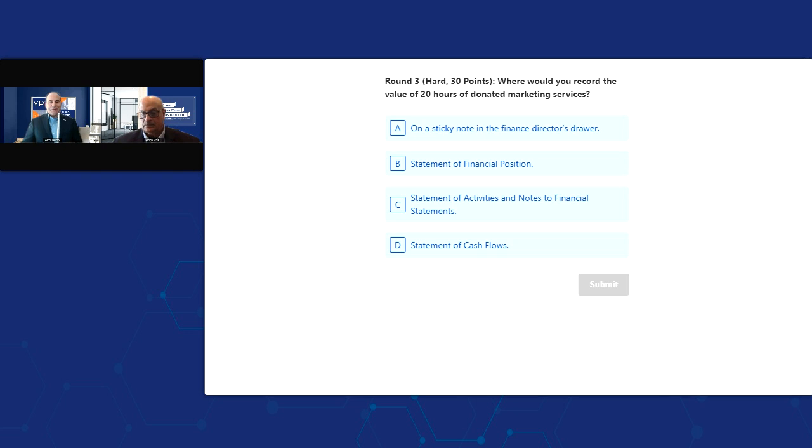All right, our last hard question. When would you record the value of 20 hours donated marketing services? Is it A, a sticky note from the finance director's drawer? Is it B, the statement of financial position? C, the statement of activities and notes to the financial statement? Or is it reported on the statement of cash flows? 20 hours of donated marketing services.